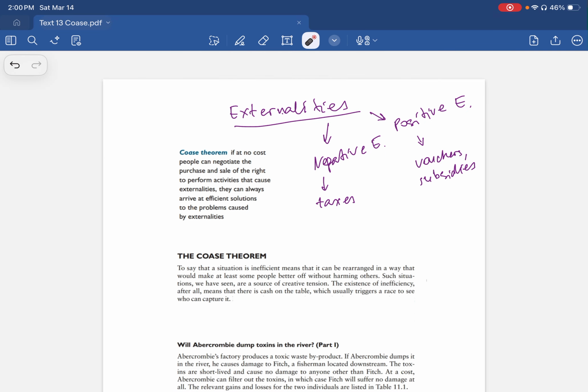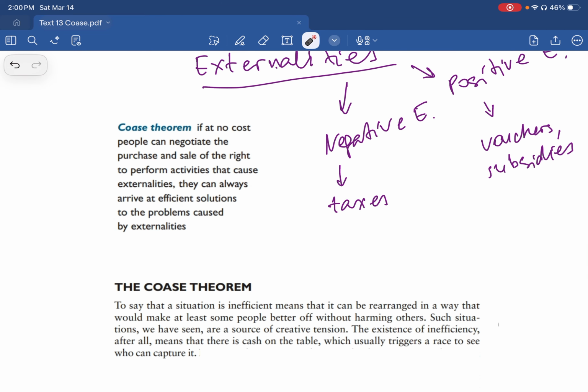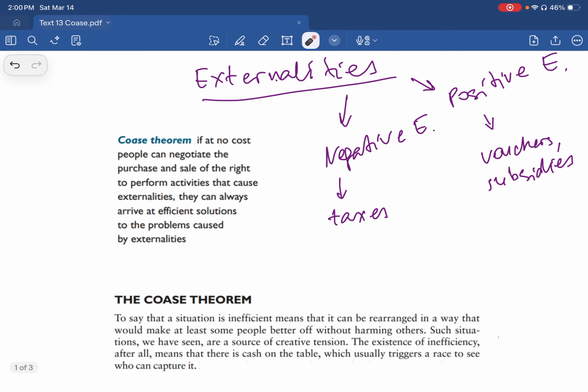So today we're going to look at this very interesting thing called the Coase Theorem, which pretty much says that things could be worked out between people without even like government getting involved. And the idea is that if people can communicate and negotiate at no cost that would prohibit such negotiation, then they can work out the purchase and sale of the right to perform activities that cause externalities. And in this case, they can always arrive at an efficient solution to the problems caused by externalities.